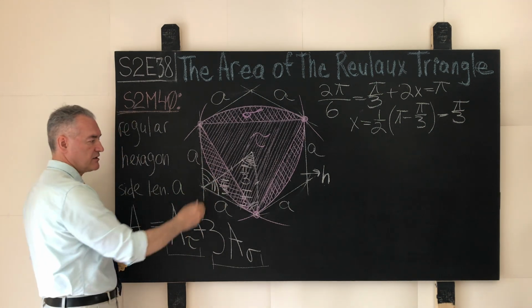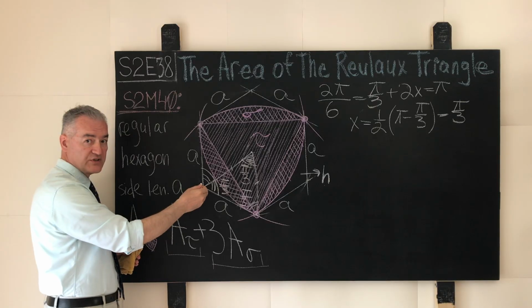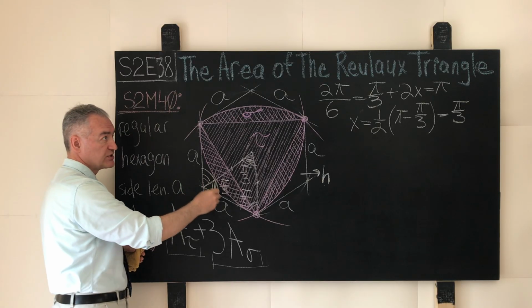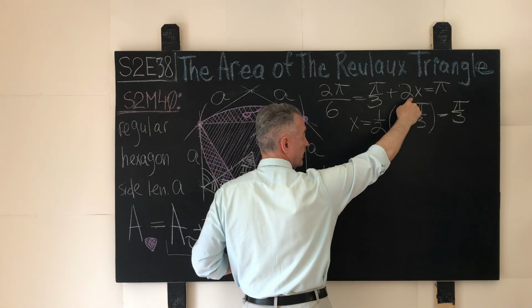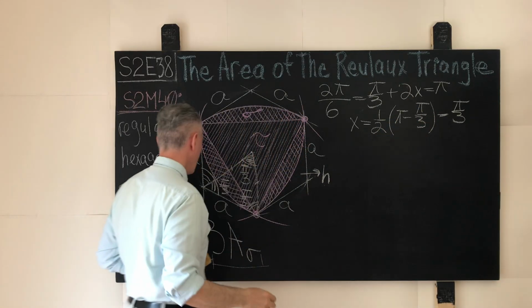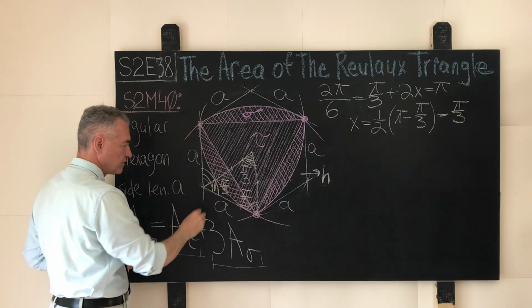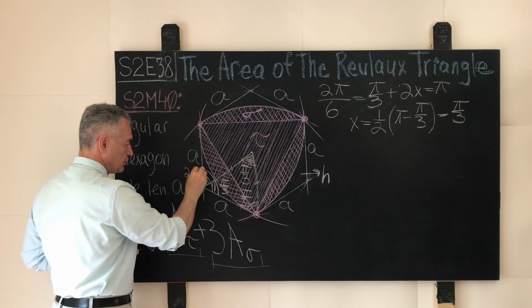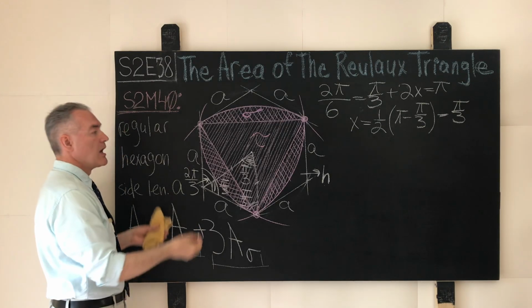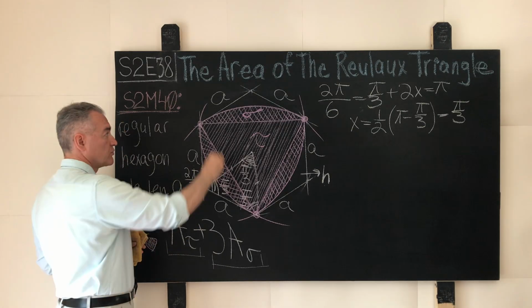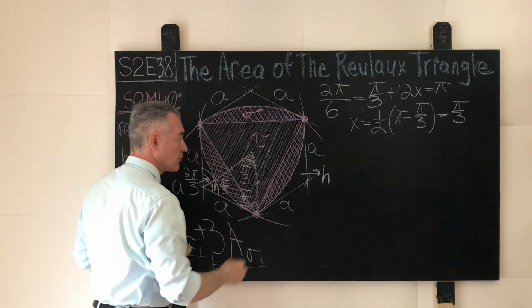And evidently the magnitude of this angle will be what? It will be precisely 2x, or 2 pi over 3. In other words, we know the magnitude of this angle is 2 pi over 3. This angle right here. By the law of cosines, what can we say about the length of this line segment?